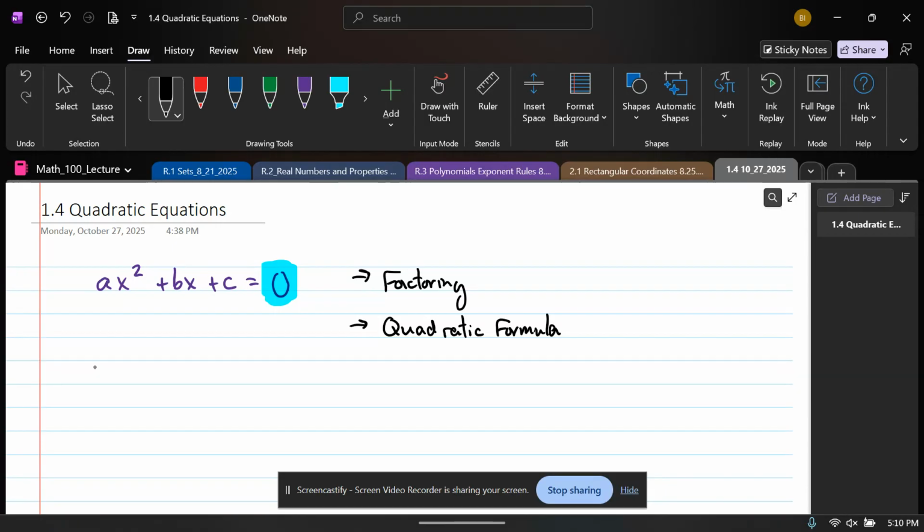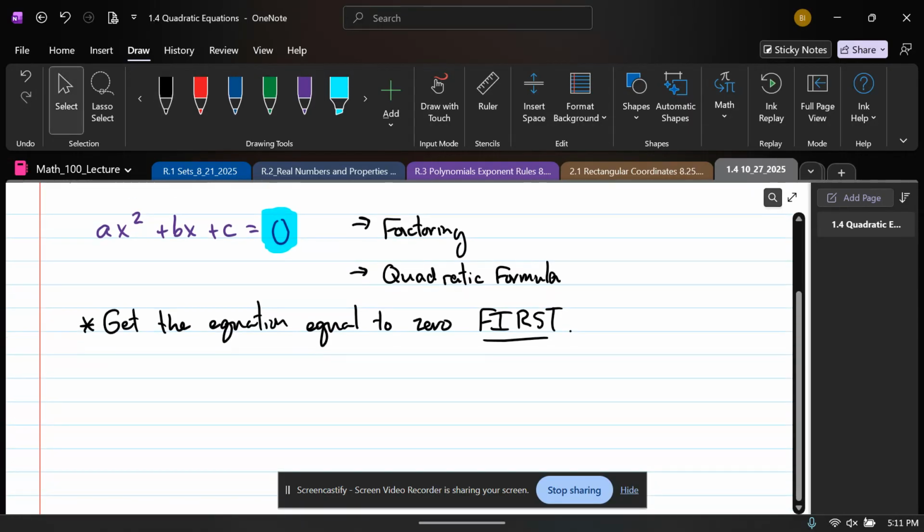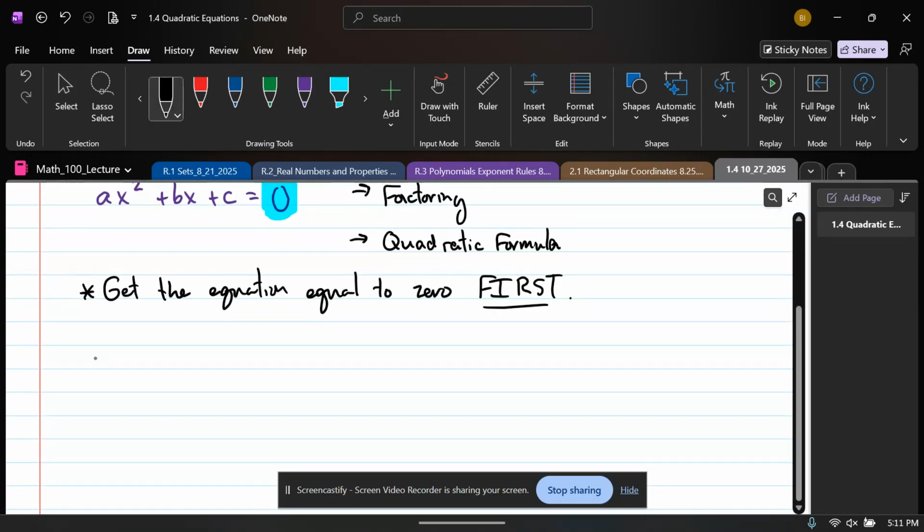Okay, so get the equation equal to 0 first. You do that, then things are going to go in your favor. Okay, so solving quadratics by factoring, when they will factor, is really an easy thing. So let's start with solve by factoring.